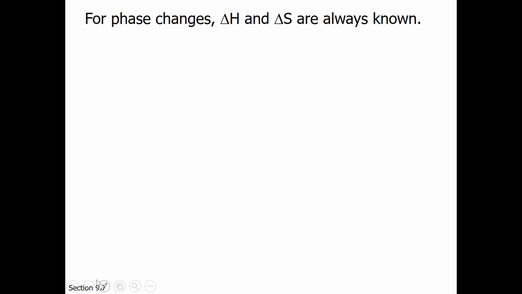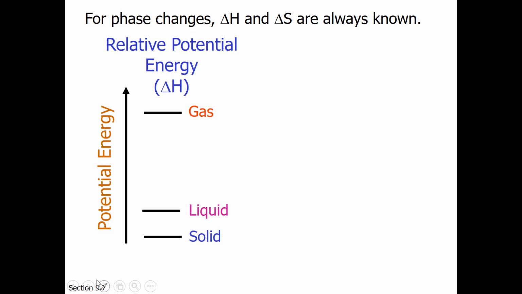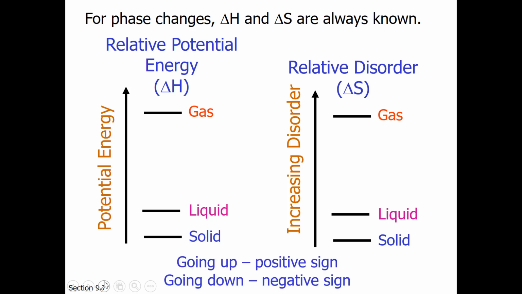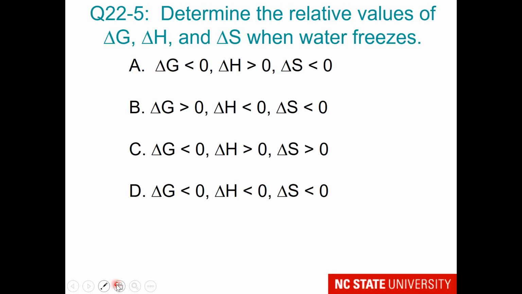For phase changes, we can always know the signs of delta H and delta S thanks to our handy diagrams. Remember, we have a relative potential energy diagram for enthalpy and a relative disorder diagram for entropy. Going up on these diagrams from, say, liquid to gas results in delta H and delta S being positive. Going down on these diagrams, such as from liquid to solid, results in both delta H and delta S being negative. So here is a question for you.